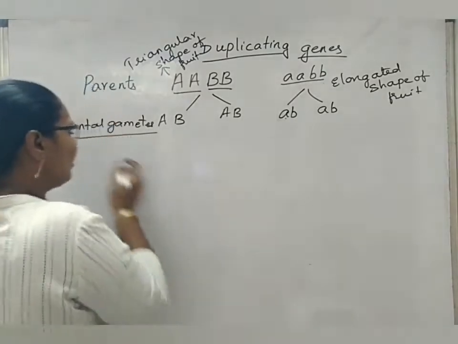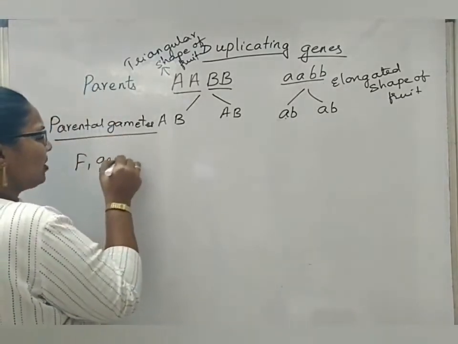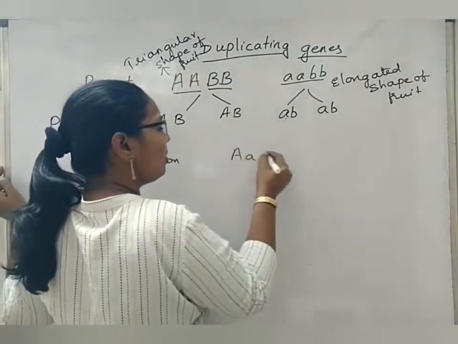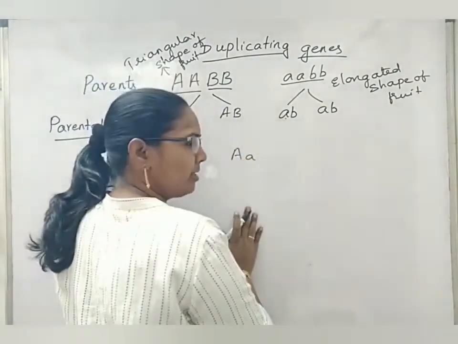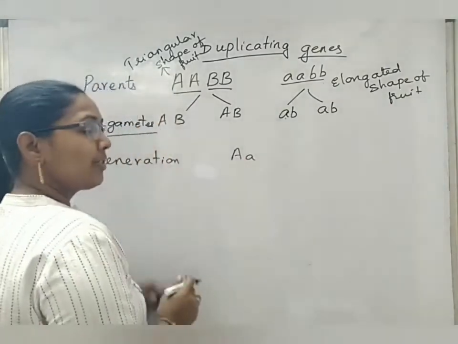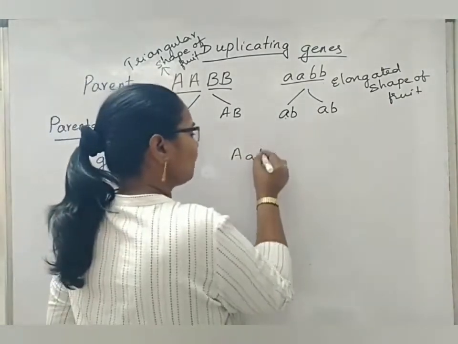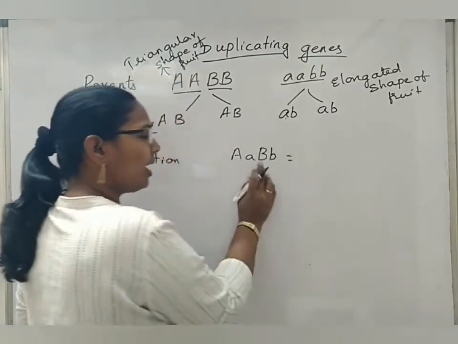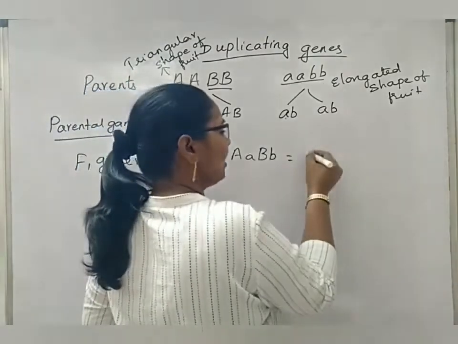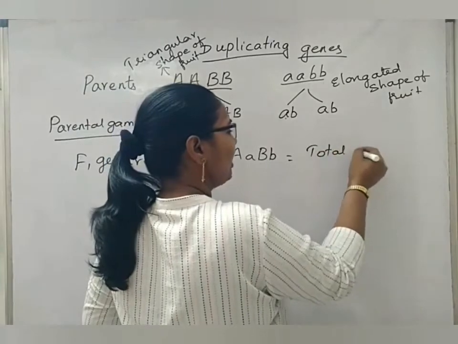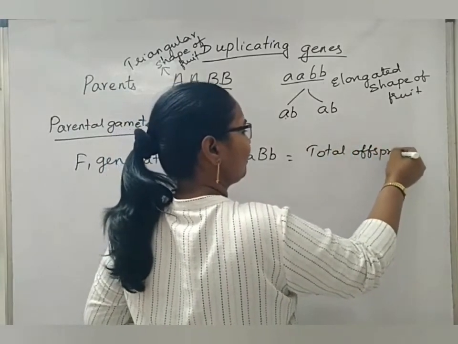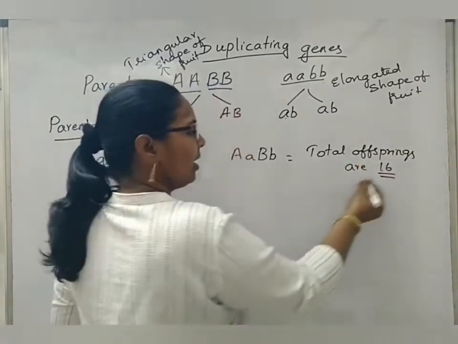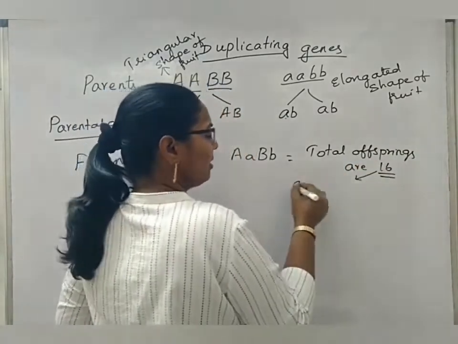So these are considered as parental gametes. When we fuse these to get the F1 generation, then all 16 offsprings in the F1 generation are of triangular shaped fruit. So all offsprings will be like this. They will have allele combinations like this, and we know that the total offsprings are 16.